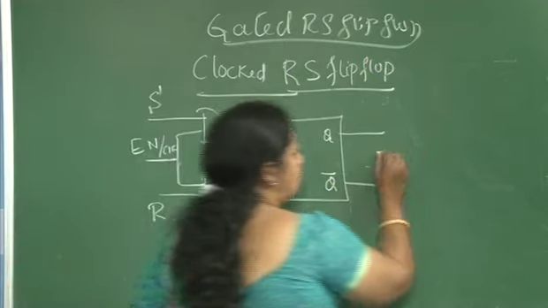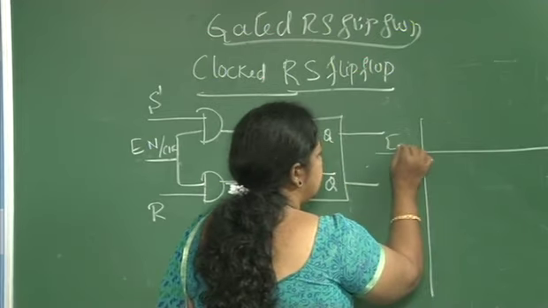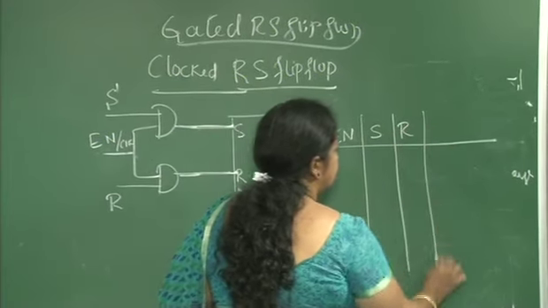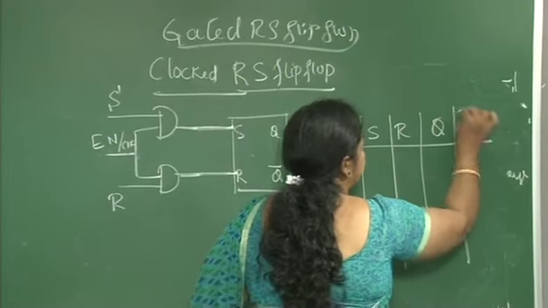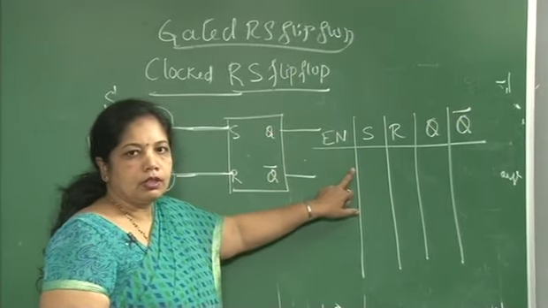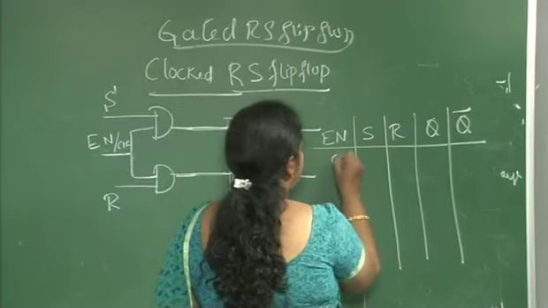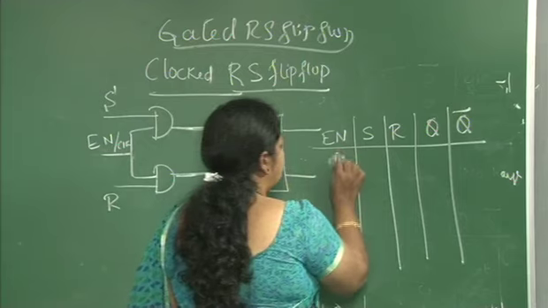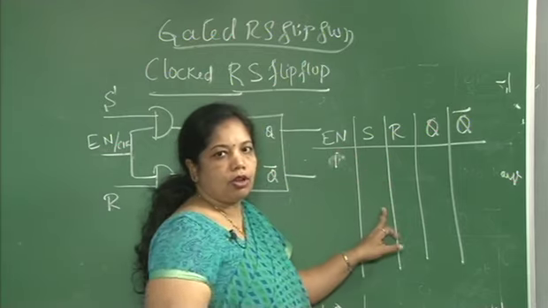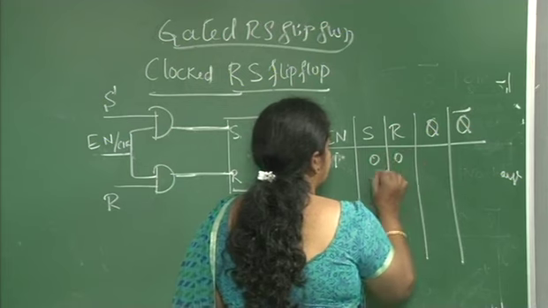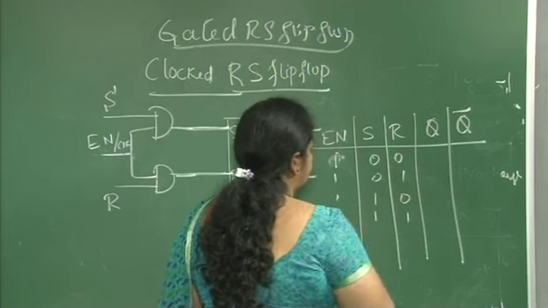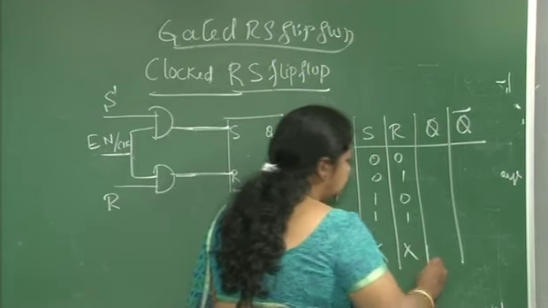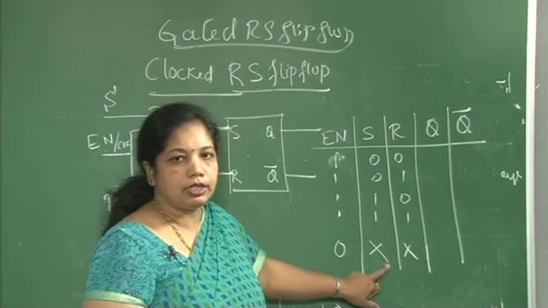So let us discuss how this works. We have an additional input here, enable, then S, R, Q, and Q complement. I can write two conditions: either my enable signal will be high or enable signal will be low. So we will write for all combinations. Whatever may be your input, X represents that it can be either 0 or 1.